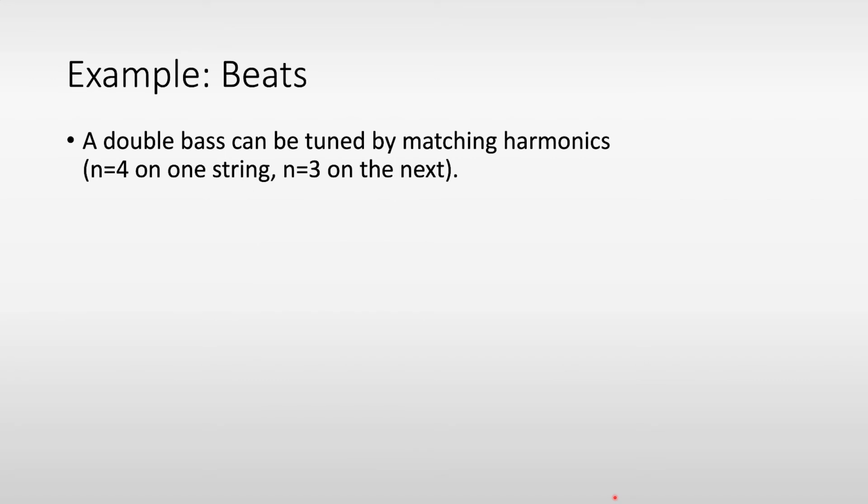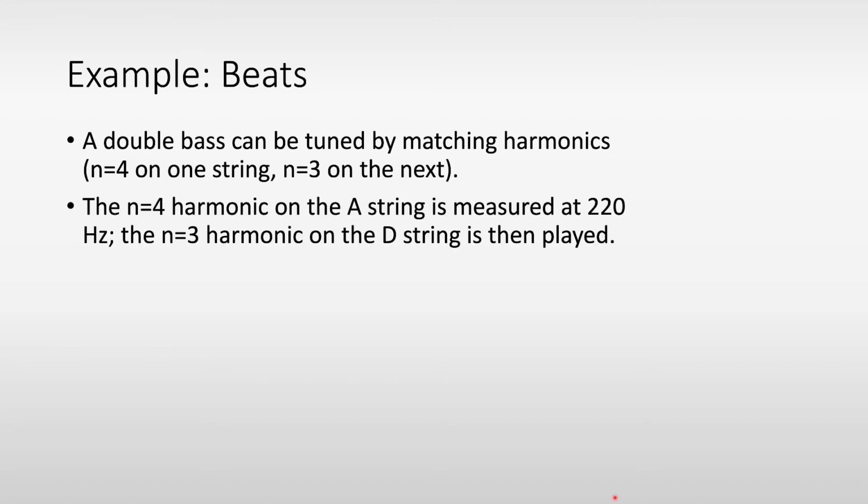Let's look at an example. A double bass can be tuned by matching harmonics. So the fourth harmonic on one string is equal to the third harmonic on the next. The fourth harmonic on the A string is measured at 220 Hz. The third harmonic on the D string is then played.